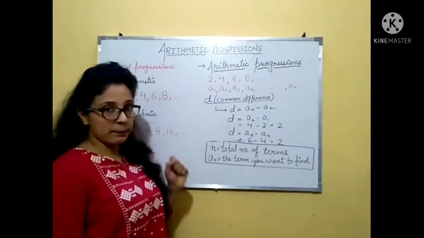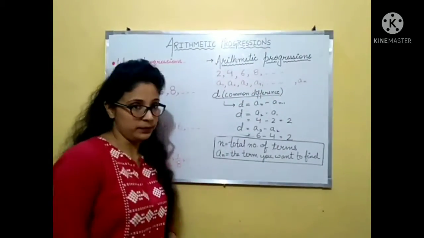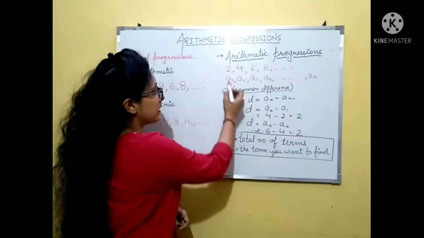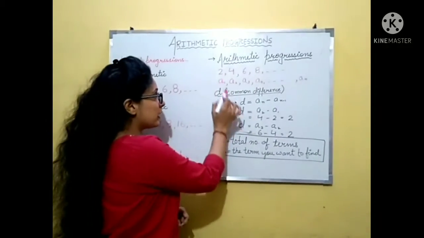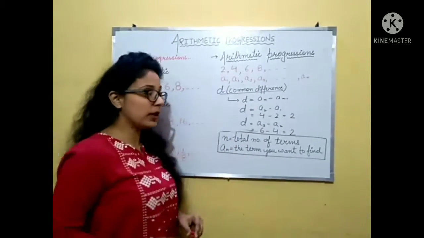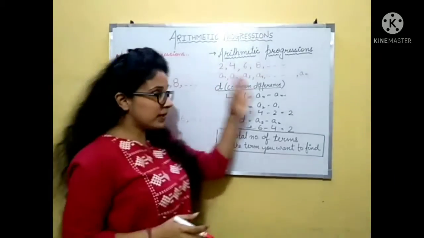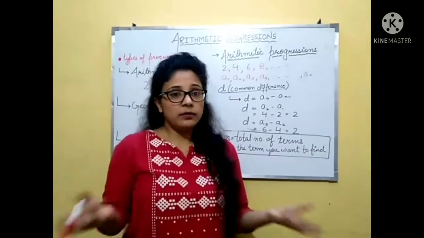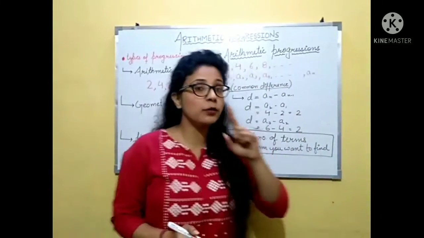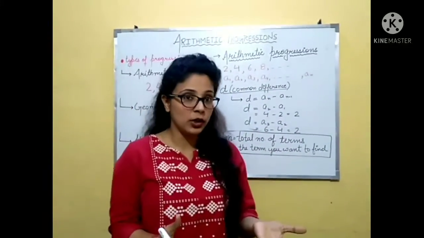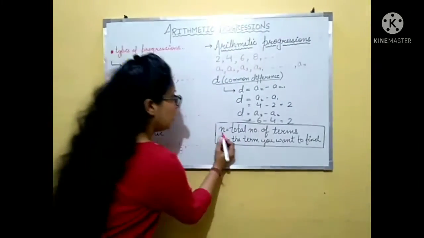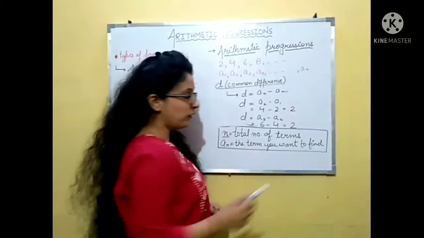Here I have written an example: 2, 4, 6, 8 and so on. In this example we will represent the first term by A1, the second term by A2, the third term by A3 and so on. Actually in your series there can be any number of terms. We don't know how many terms there are, but if you know that there are only 10 terms in your series, then you will represent that 10 by n, because n represents the total number of terms here.